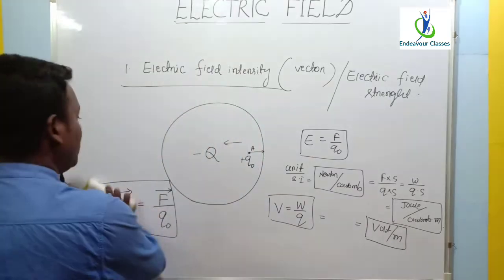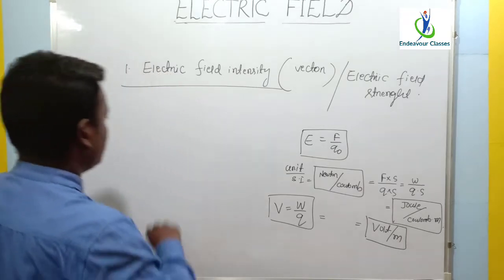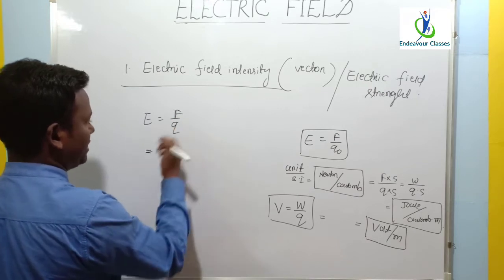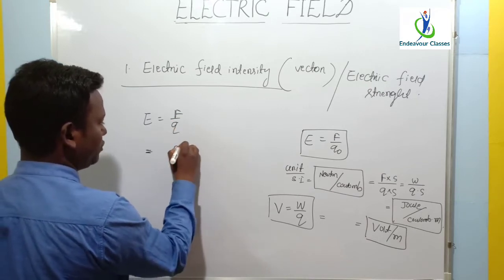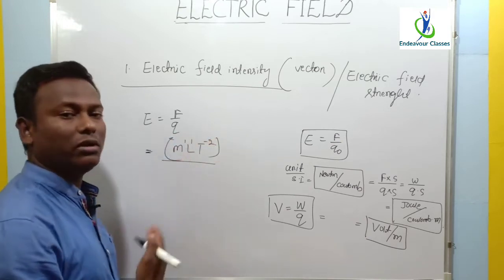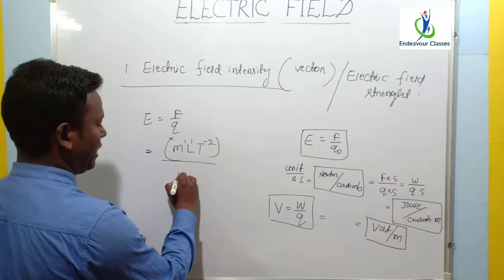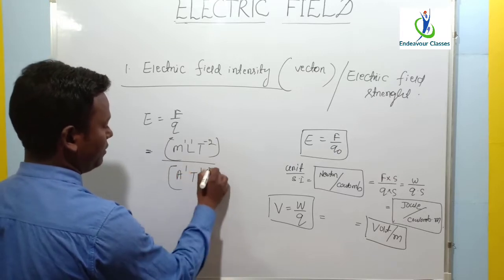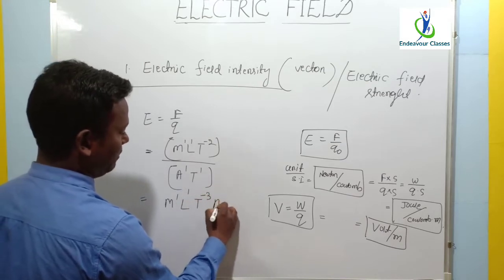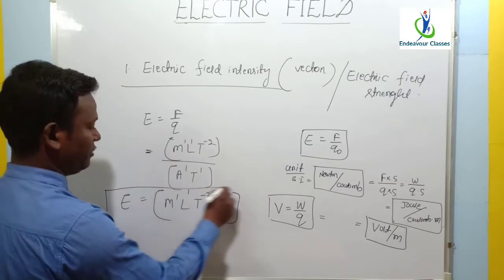Now proceeding to the dimension of the electric field intensity, E will be equal to F by Q. In place of F it will be MA, so M L by T square, so it will be M1 L1 T minus 2, divided by the dimension of Q. Q is equal to IT, where I is the current and T is the time, so it will be ampere 1 and time 1. On solving it will give us M1 L1 T minus 3 ampere minus 1. So this is the dimensional formula of the electric field intensity.